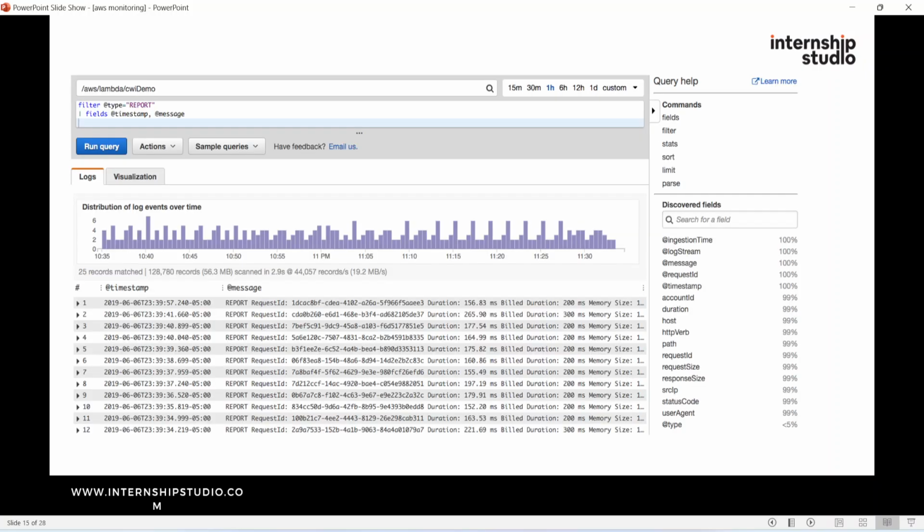So this is what CloudWatch logs look like in the AWS console. This is a sample of the logs. Here are some different timestamps, and for each timestamp, for example, we have these different messages, so you can visualize them easily. We have the fields as well, so accordingly you can discover the fields. We have the ingestion time, the log stream, message, request ID, timestamp, the account ID, and duration. So you have all the details available.